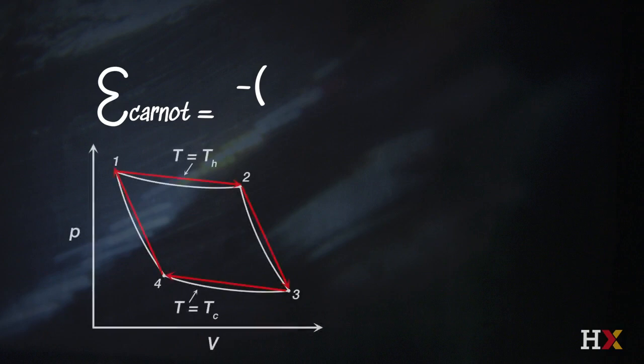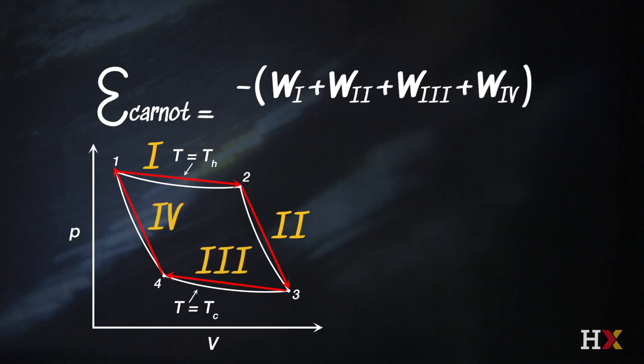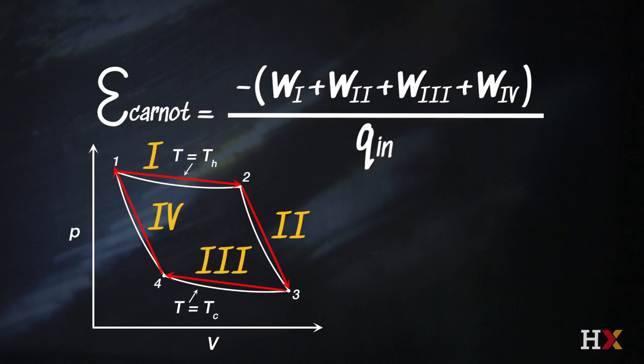Well, we wrote this then as minus, and we put the minus sign in front because in chemical thermodynamics, work done by the system on the surroundings is negative. So we write the work then as the sum of the work on leg 1 plus the work on leg 2 plus the work on leg 3 plus the work on leg 4. And then we divide that by the heat that goes into the system, Q in. And indeed, that's the work we get out for the heat we put in by virtue of the combustion of the gasoline.